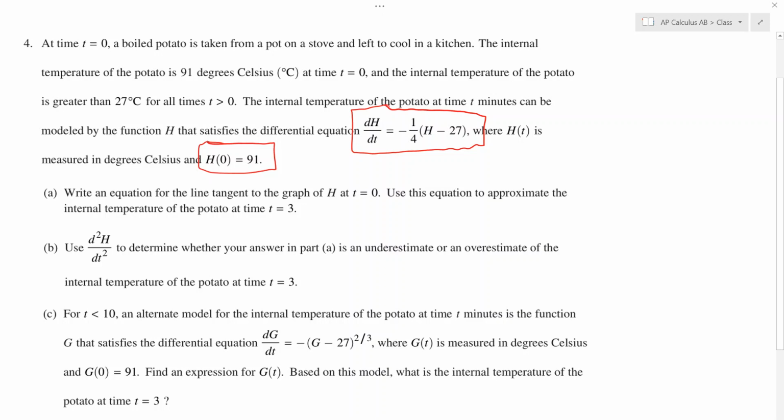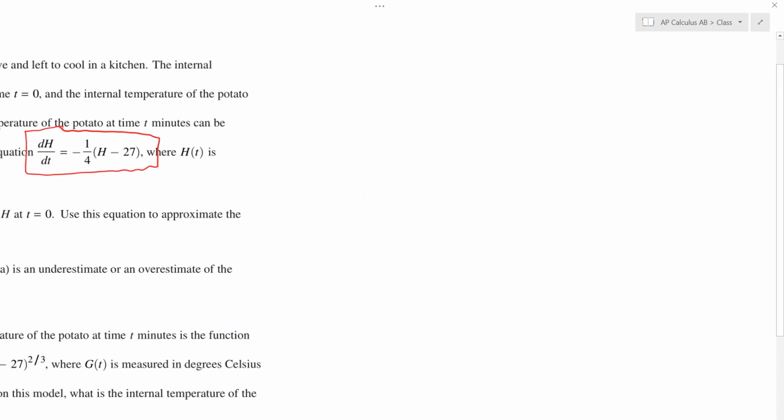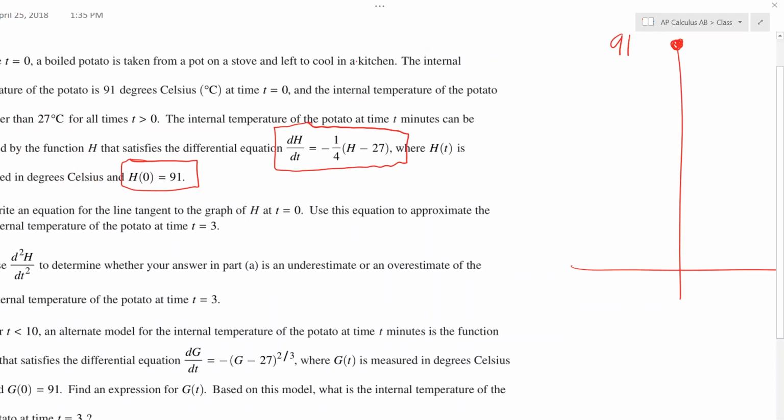So before we even get into any questions, here's the information they've given us. At 0, the temperature is 91 degrees. That's what we know. And if I want to know the slope anywhere, I got to plug in to the derivative. But please pay attention, very common mistake is that kids plug in the wrong variable. That's an H in there, which is the temperature, not the time.